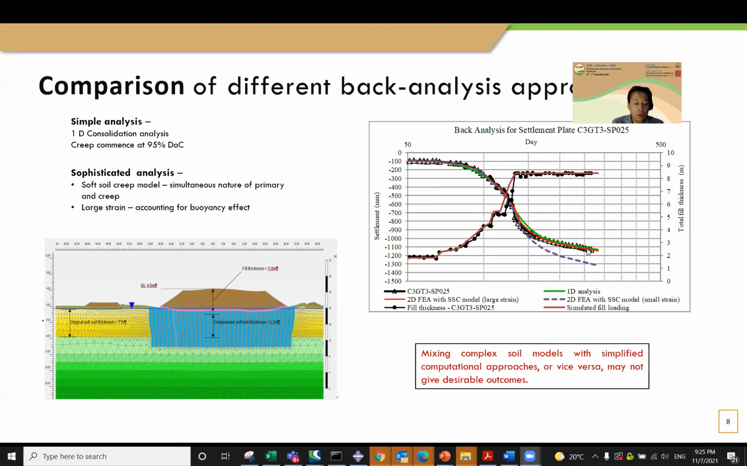So the point I want to get across is that simple method or simple model should be used more consistently with simple analysis, where the complex model is best used with a more comprehensive computational approach. Mixing complex soil model with simple analysis or vice versa may not give desirable outcome. For example, for this purple dashed curve here, I was using a complex soft soil creep model with only small strain analysis computation without considering buoyancy effect. And as you can see, the result is that I overestimate the settlement.